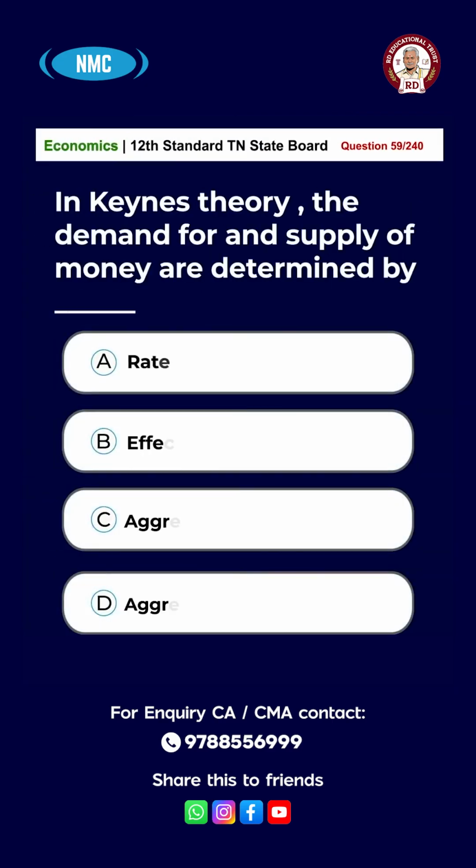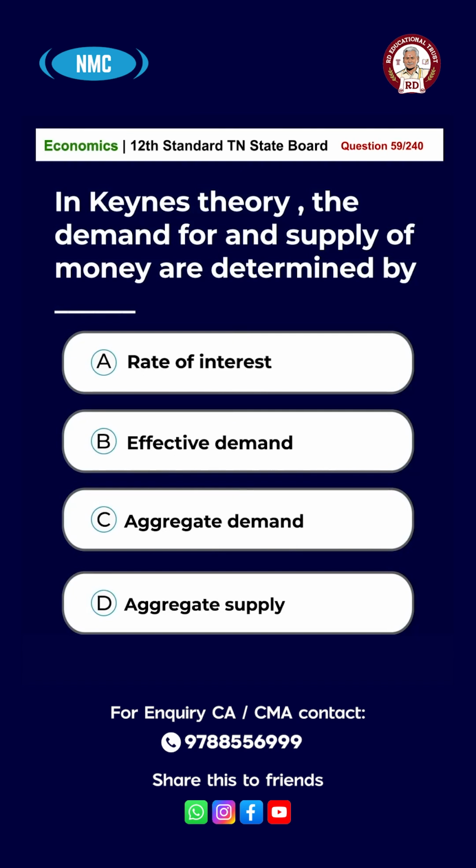Question number 59. In Keynes' theory, the demand for and supply of money are determined by A, rate of interest, B, effective demand, C, aggregate demand, D, aggregate supply. The answer is option A, rate of interest.